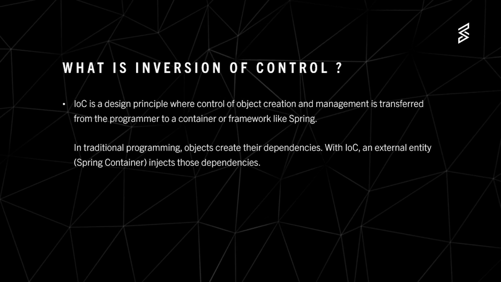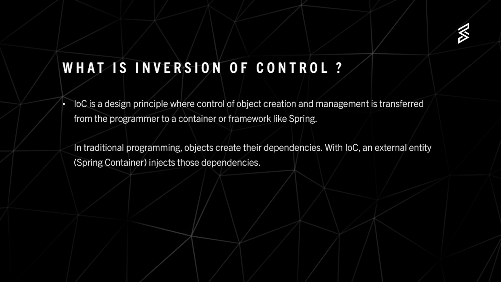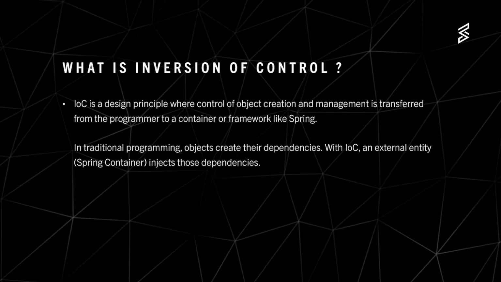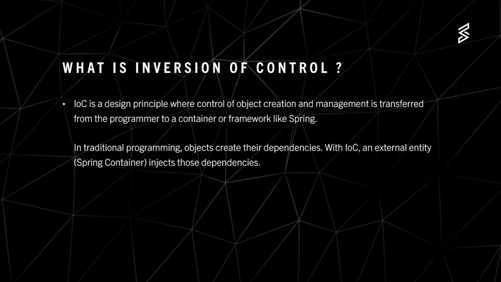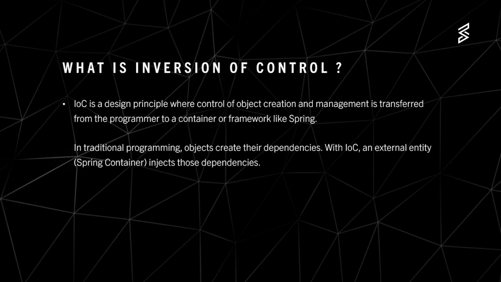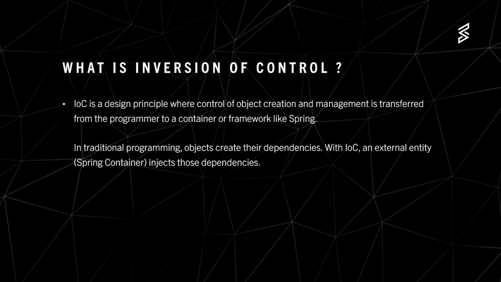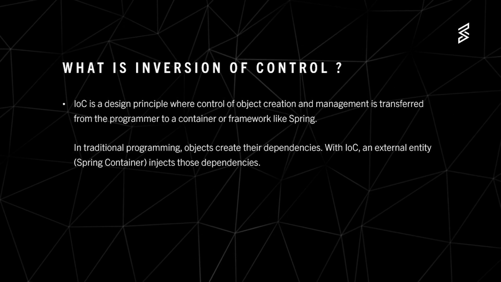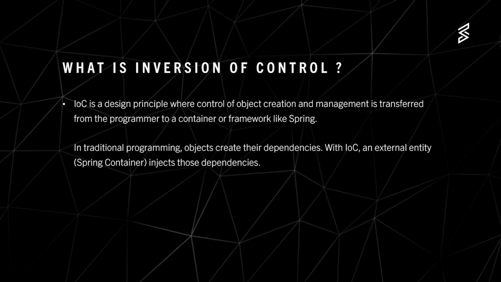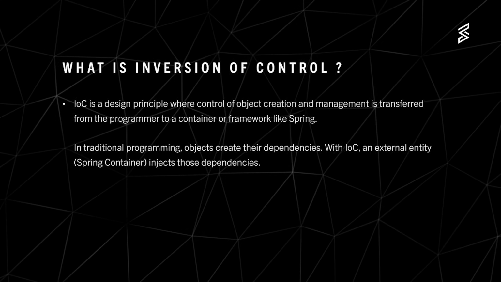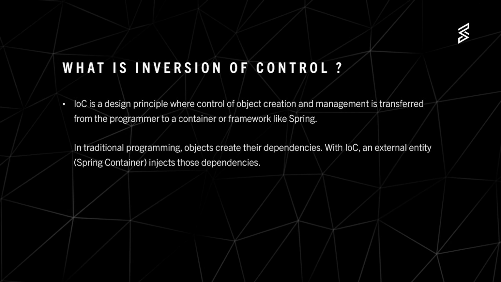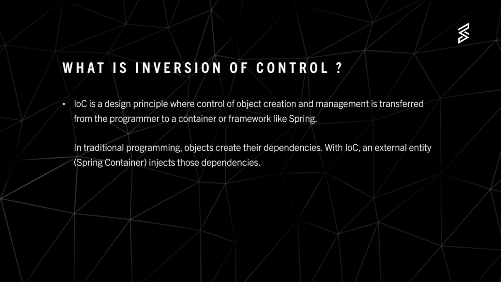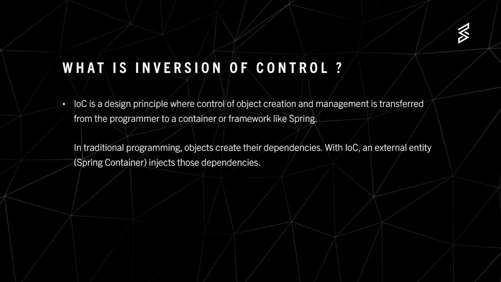What is inversion of control? Inversion of control is a design principle where the control of object creation and lifecycle is transferred from the programmer to a framework. Traditionally, objects are responsible for instantiating their dependencies. But in IoC, this responsibility is given to the Spring container. This means objects don't create other objects, they are given their dependencies from the outside. This inversion of control makes our code more flexible and decoupled.